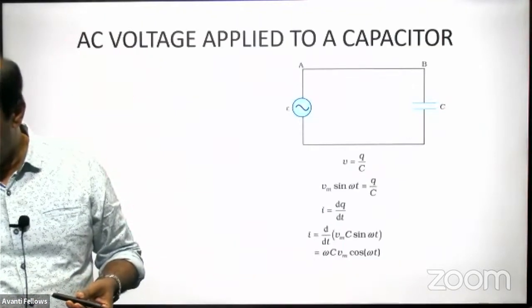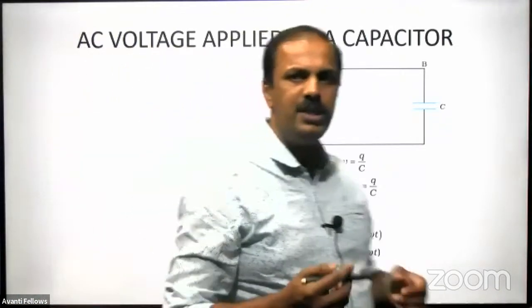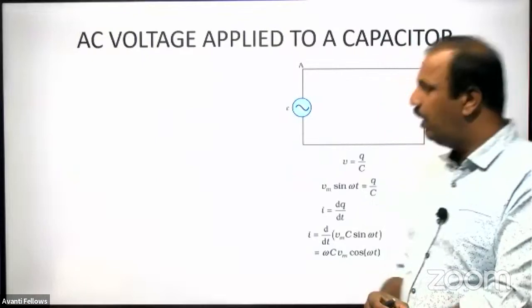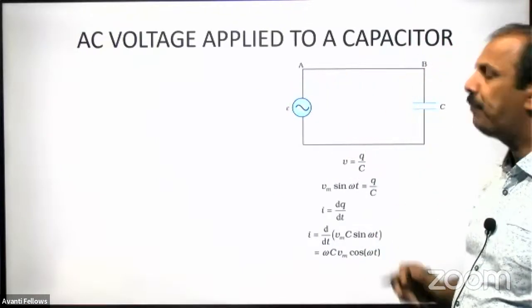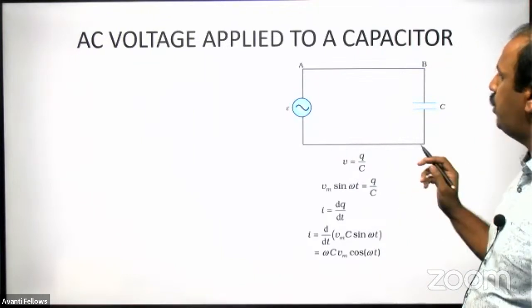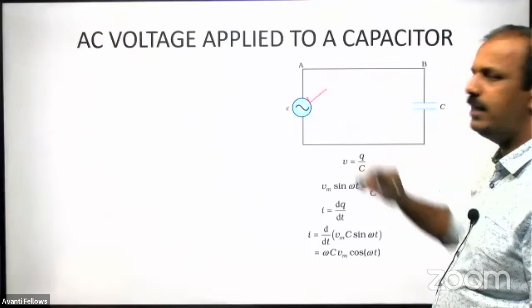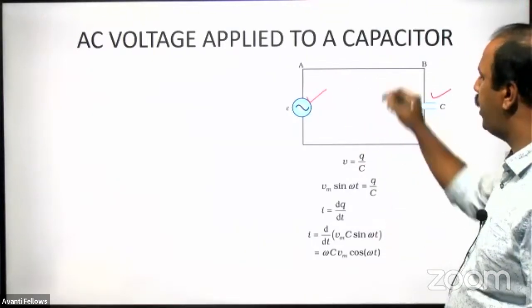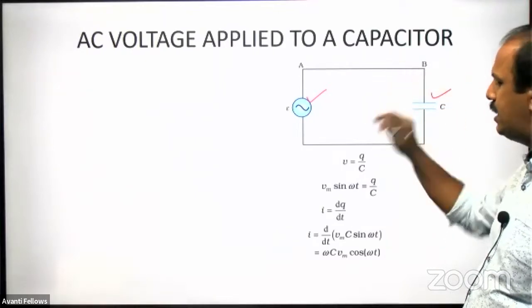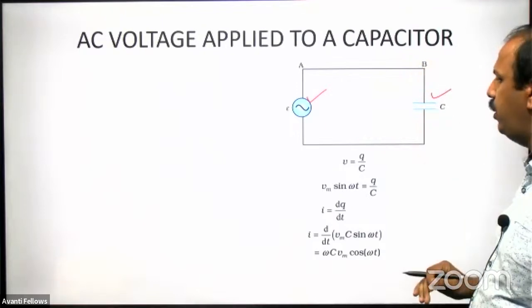Now we will move to the AC voltage applied to a capacitor. Here also the concept is the same; we only have to think about what is happening when AC voltage is applied to a capacitor. Here you see the circuit diagram is the same, only here we have a source of AC and a capacitor connected. Here also we are not marking the direction of the current, because it's AC, so positive and negative change continuously.